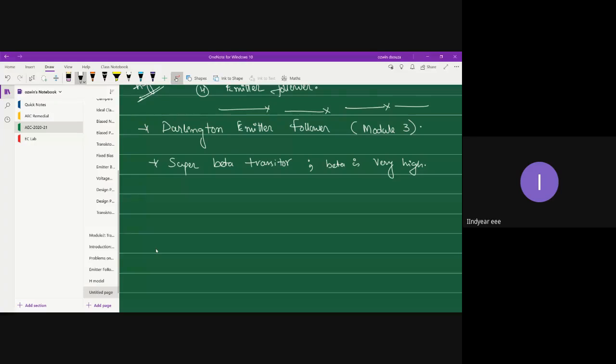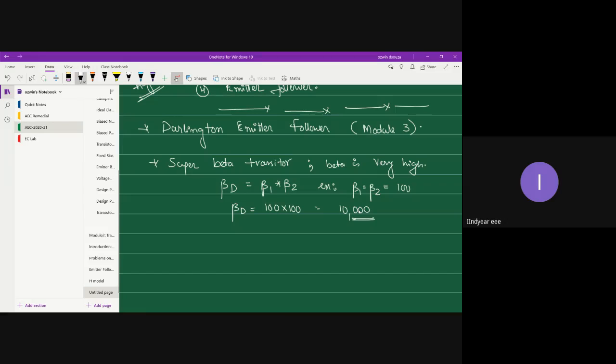A pair of transistors are connected in a definite manner so that you get the overall gain beta as the product of two current gains. Example: if beta 1 is equal to beta 2 is equal to 100, HFE value is 100, then imagine the value of beta D. It is 100 into 100, about 10,000. That is the power of the Darlington transistor. It gives extremely high current gain.